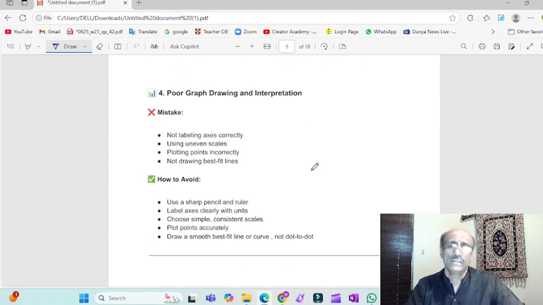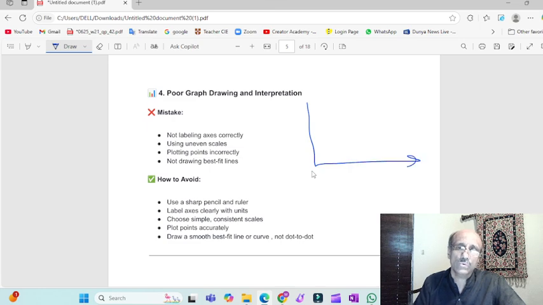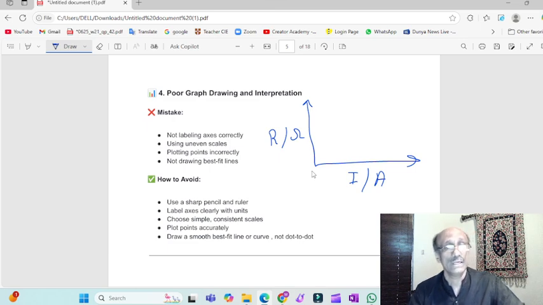Another mistake, the graph. This is the most pathetic part related with the graphs. So poor graph drawing and interpretation. Axes are not labeled by the students. You have to label the axis. For example, the graph is related between the current and the resistance. So you will write down resistance, but you will not write down the unit. And similarly, you will write down the current and you will not write down the unit. Then you will not get the marks.